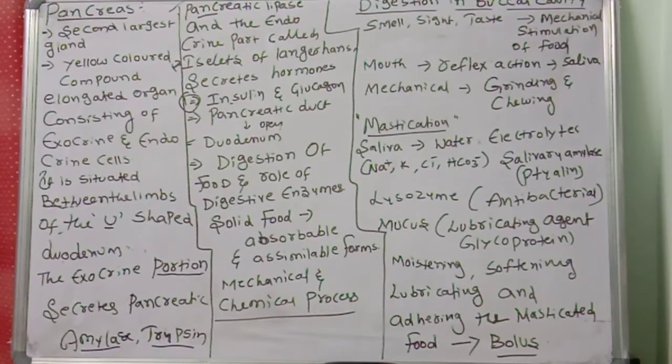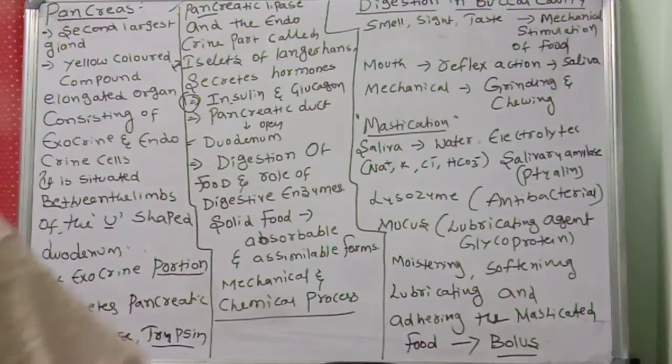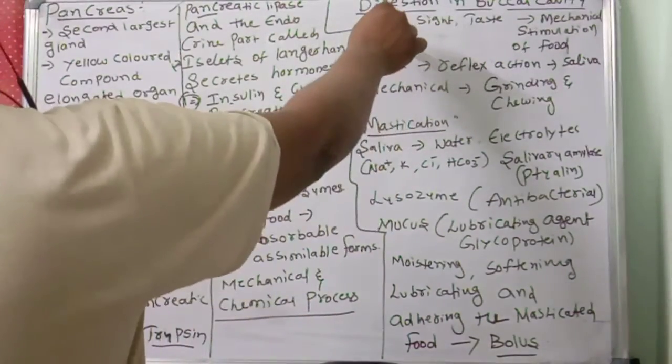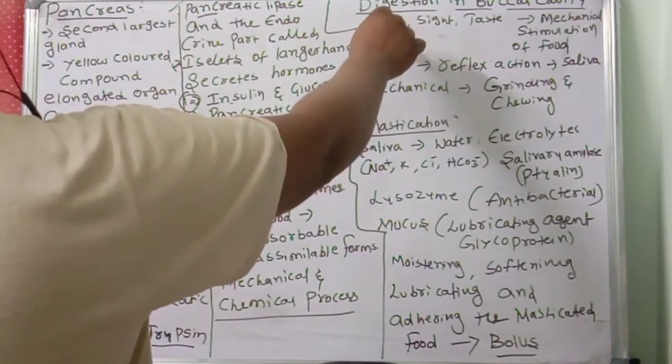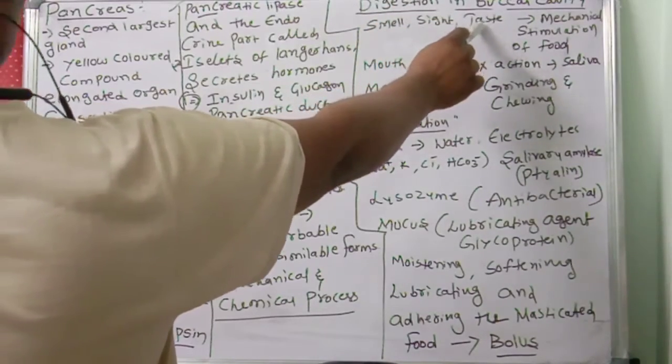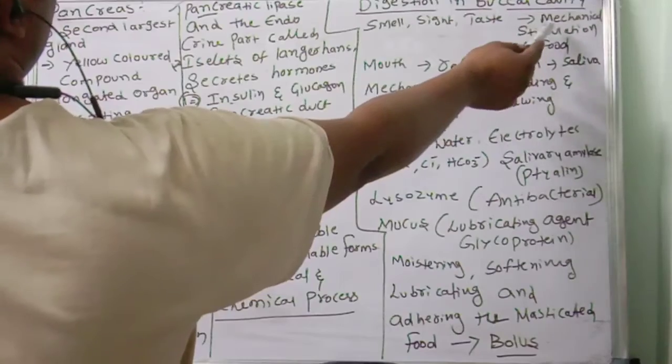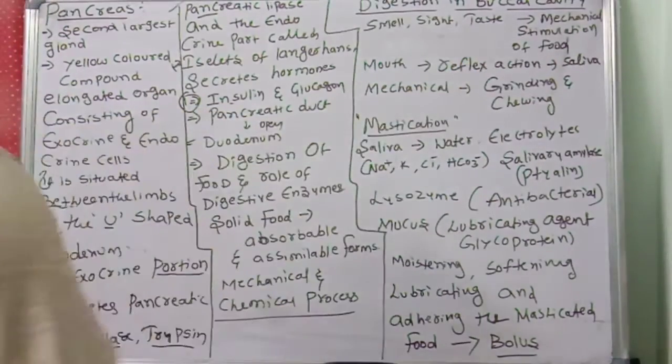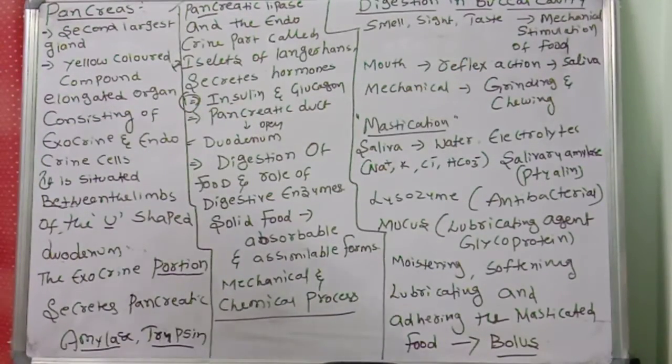Digestion in the buccal cavity. By seeing, smelling and tasting the food, automatically what will happen? Mechanical stimulation of food takes place in the mouth, which leads to a reflex action and secretes saliva.